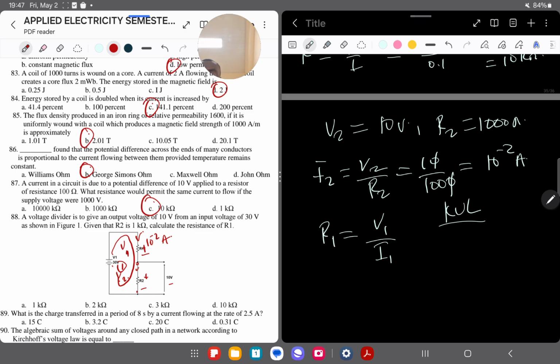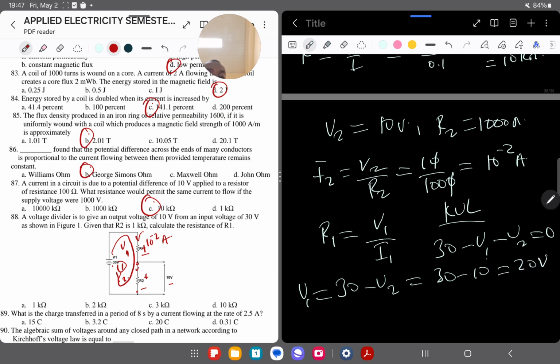So I've indicated the polarity, meaning for Kirchhoff's voltage law, the 30 here is going to be a rise, right? So we have 30 minus V1 minus V2. V1 will be a drop, because we go from positive to negative, so we have a drop. V1 and V2 are both drops, so this equals 0. Now, from the question, we are given V2, which is 10 volts. So I can make V1 the subject. V1 equals 30 minus V2, which is 30 minus 10. That gives me 20 volts.